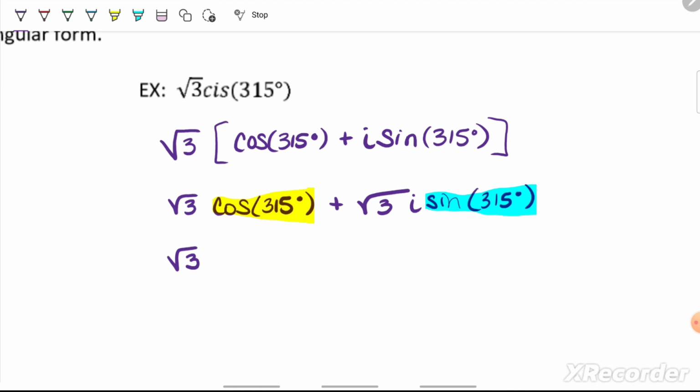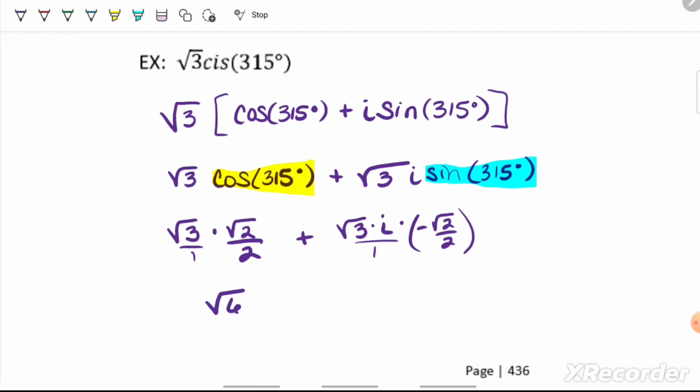Cosine of 315 degrees is square root of 2 over 2. I don't really love this i hanging out here in the middle. Careful that you don't put it under the radical. Sine of 315 degrees is negative square root of 2 over 2. And now we just need to clean this up, multiplying straight across. We'll get the square root of 6 over 2. Now we have a positive times a negative, so this will be minus i square root of 6 over 2.